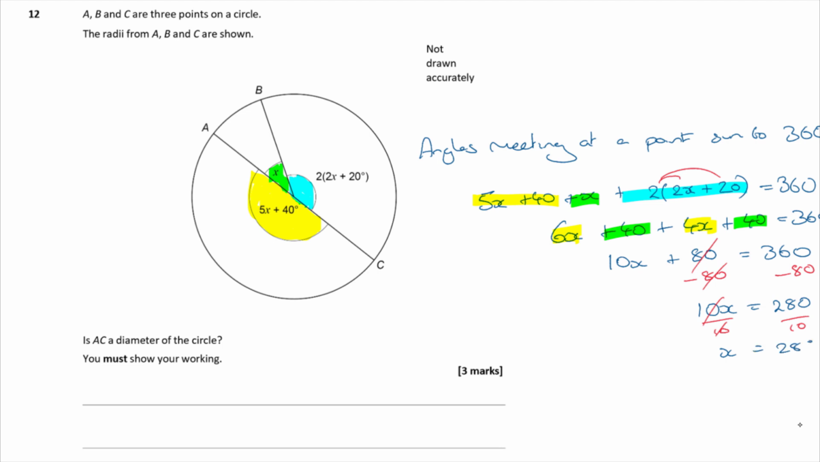Okay, now I've not answered the question, have I? The question was, is the yellow angle a straight line? So therefore AC is a diameter. So if x is 28, then 5x plus 40 is going to be 5 lots of 28 plus 40. 5 lots of 28 is 140, plus 40 is 180. Okay, so that means that that angle is 180 degrees, therefore AC is a diameter.